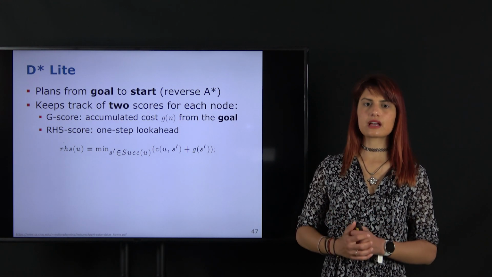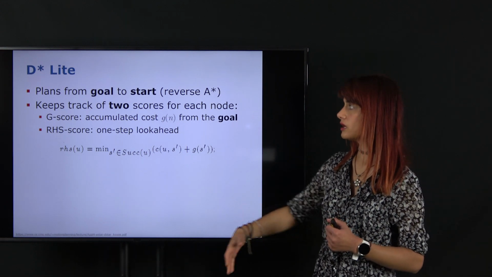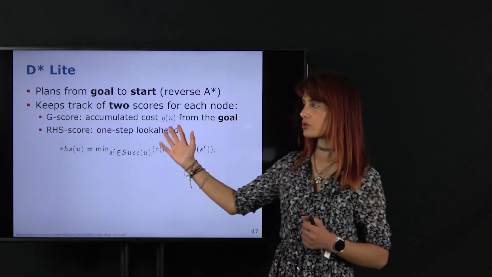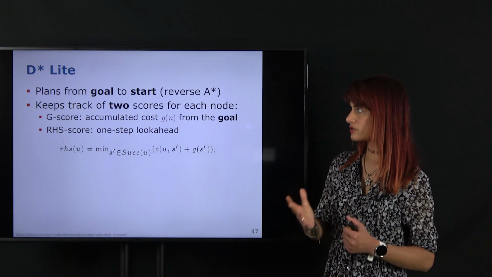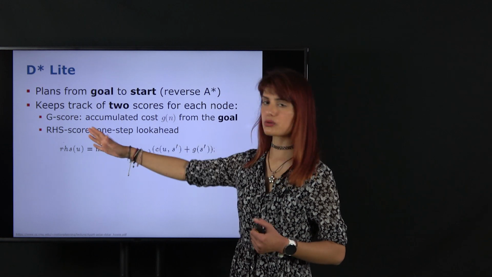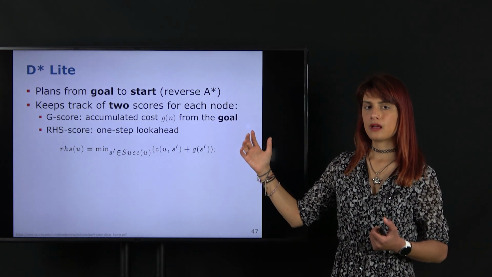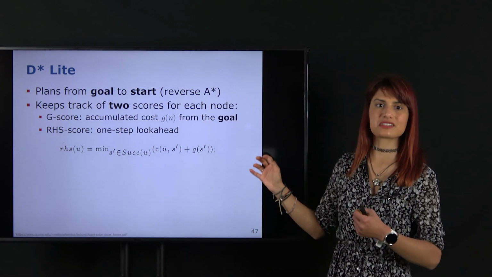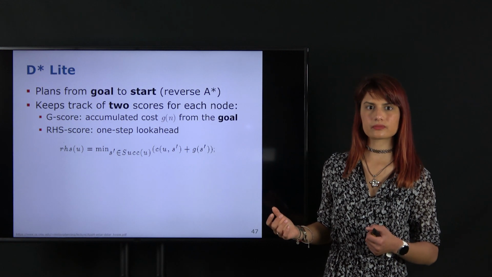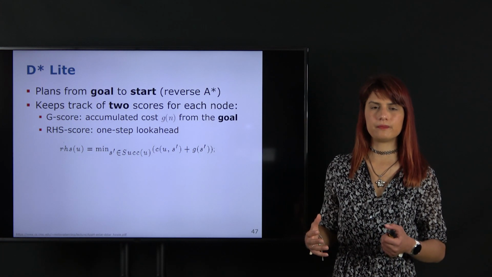And then how are these edge costs addressed? So D-Star keeps track of 2 scores for each node. We have the traditional G-score, which is the accumulated cost to reach that node. However, this time we define the accumulated cost from the goal because this is where we started from. But the concept is essentially the same.